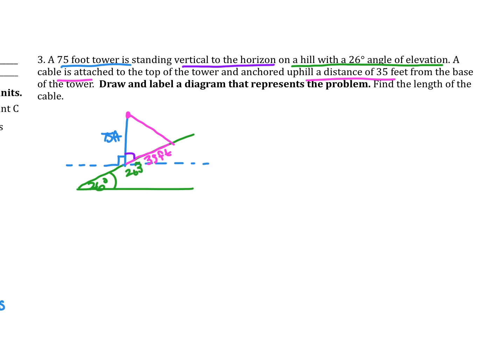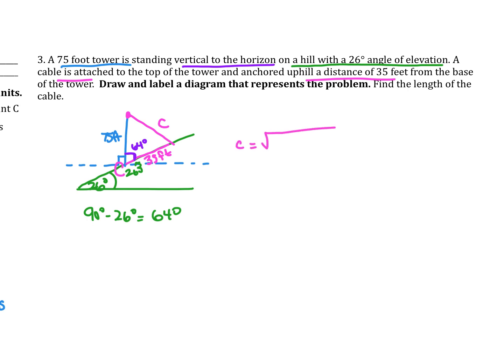Right in here. And so to find the angle inside the triangle, that would be 90 degrees minus 26 degrees, and that equals 64 degrees. So this angle in here is 64 degrees. What we have is side angle side, and we want to find the length of the cable. So I'll call this uppercase C, and we want to know the length of the cable that is across from C. And this is side angle side, so we're going to use the law of cosines.